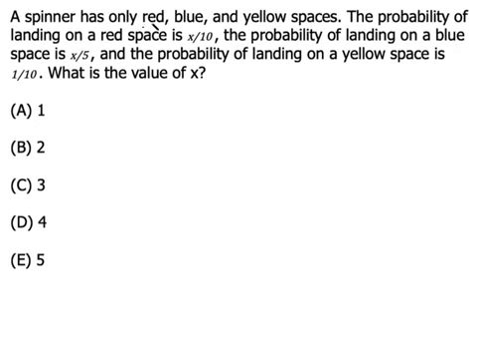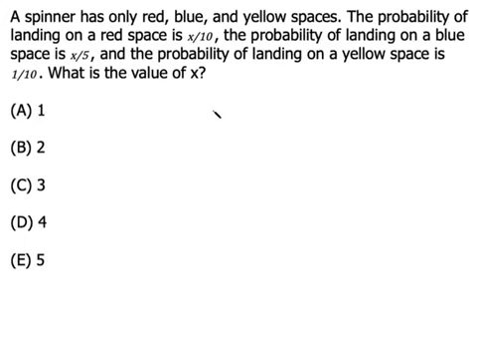A spinner has only red, blue, and yellow spaces. The probability of landing on a red space is x over 10. The probability of landing on a blue space is x over 5. And the probability of landing on a yellow space is 1 over 10. What is the value of x?